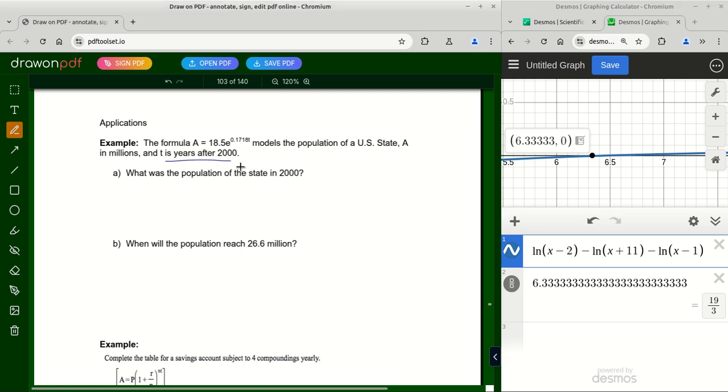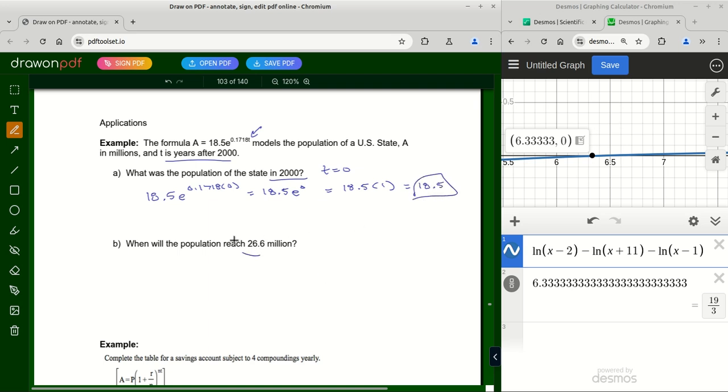It says t is years after 2000. What's going on in 2000? So like t equals 0, because no change at all. I'm going to plug that in, and we're going to get an answer. So 18.5 e to the 0.1718 times 0. And 0 times anything is 0. I'm making this way drawn out. Anything to the 0 power is a 1. And so your answer was this the whole time.